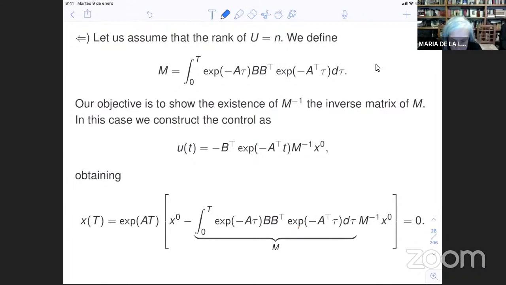So we assume that the rank of U is n, and we want to prove that the system is exactly controllable, okay? So first I'm going to define a matrix M using the exponentials of the matrix A that is related with my system, and the matrix B where the controls appear, okay? So what we want to do is to show that this matrix M is invertible, okay?